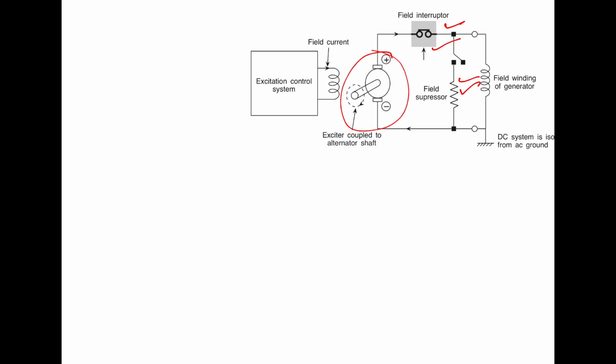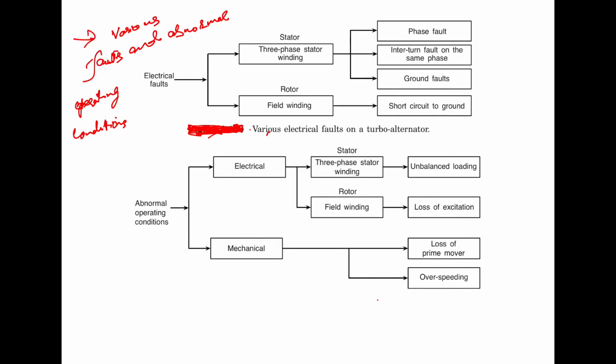So this shows the electrical circuit of the exciter of the generator. It contains the field interrupter and the field suppressor. Now we'll discuss the various faults and the abnormal operating conditions.